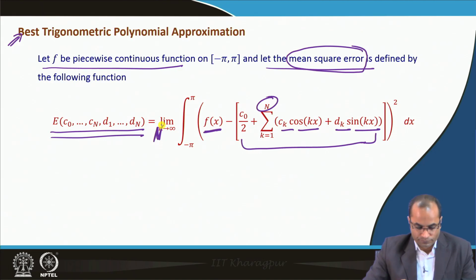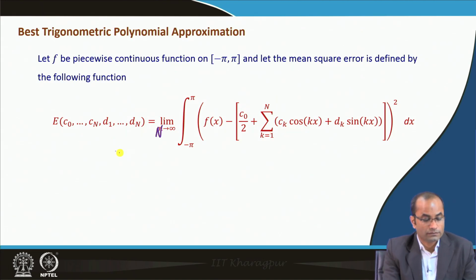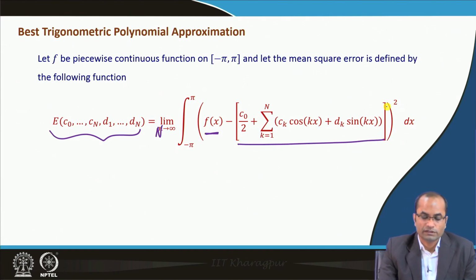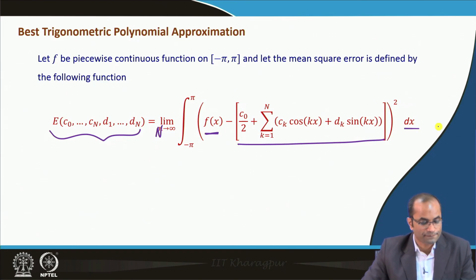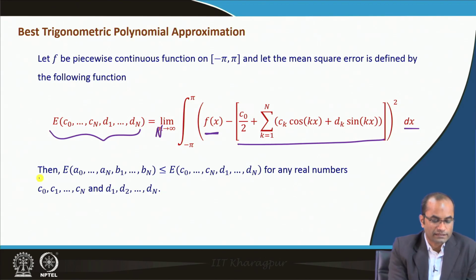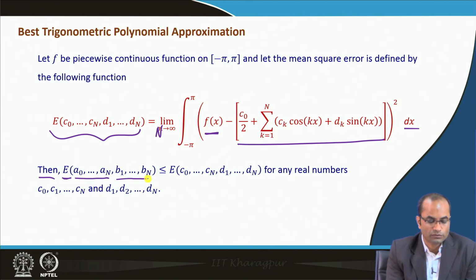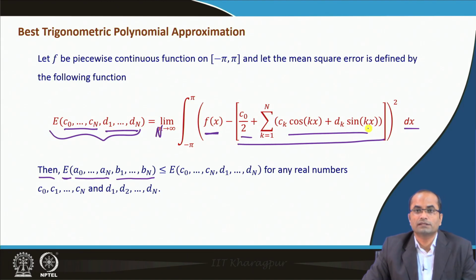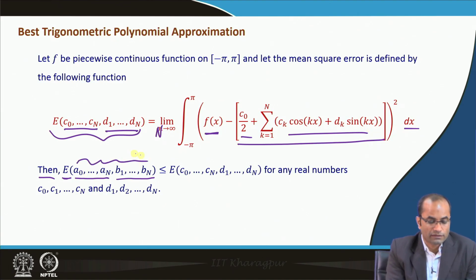This is what we have defined as the error: the difference between f(x) and this polynomial, squared and then integrated. What we have then, which can be proved though we are not proving it in this lecture, is that for E, when we take a naught, a 1, a 2, up to a n and b 1, b 2, up to b n, that means we replace c and d by a and b, we get exactly the polynomial coming from the Fourier series, meaning these a's and b's are the Fourier coefficients.